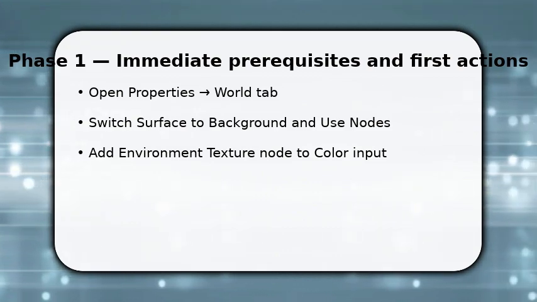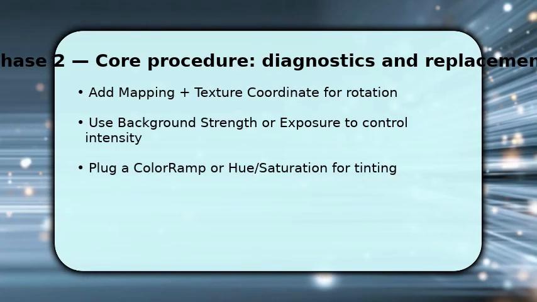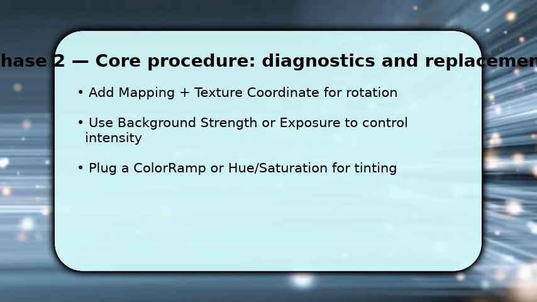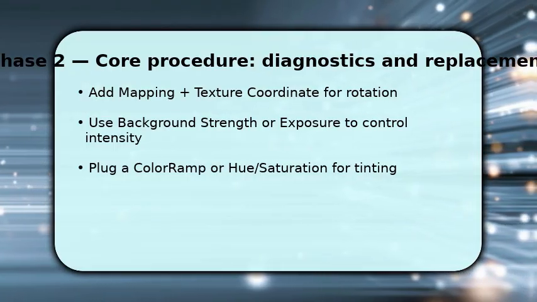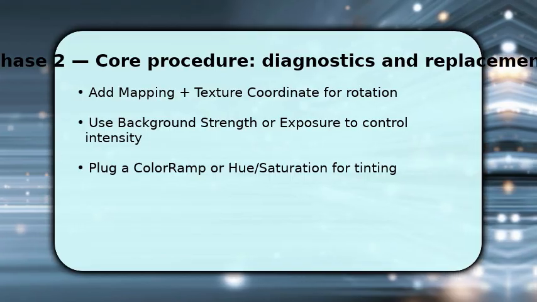Now refine how the HDRI affects your scene. Add a texture coordinate node and a mapping node before the environment texture, so you can rotate and scale the image. Rotation fixes horizon and highlights.